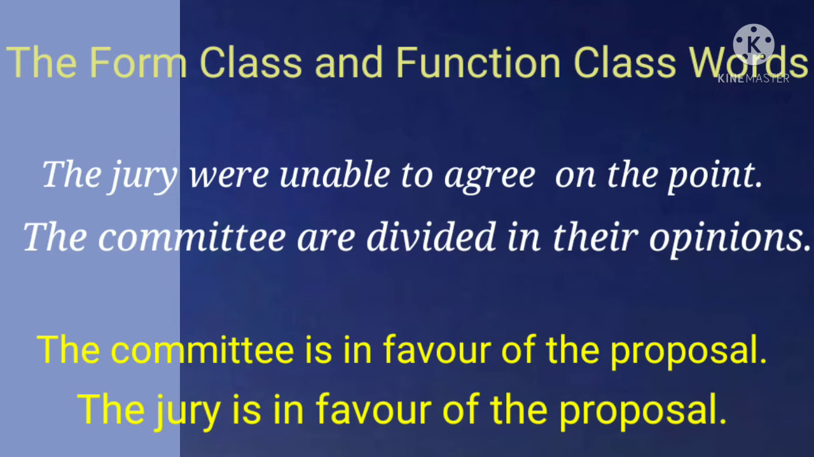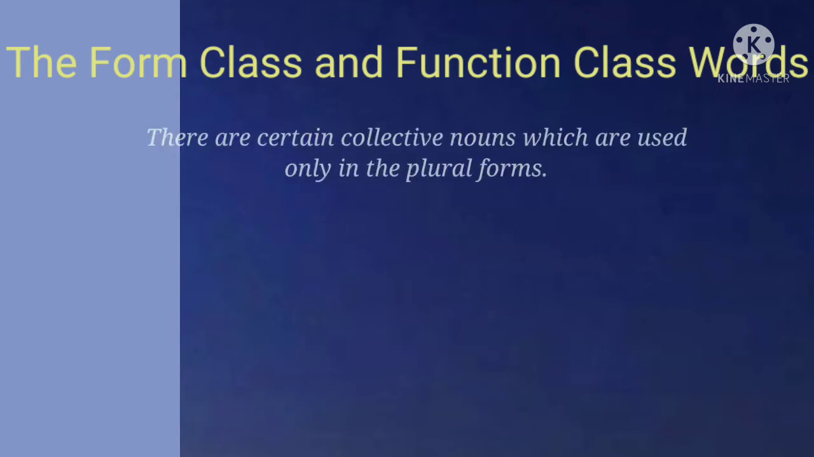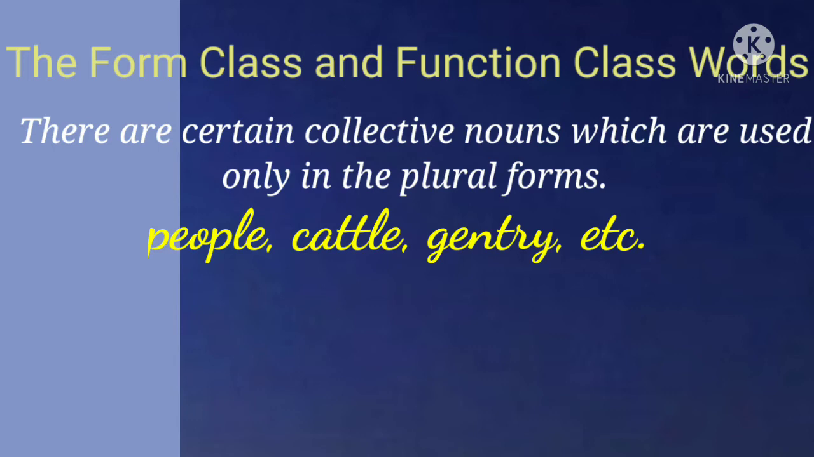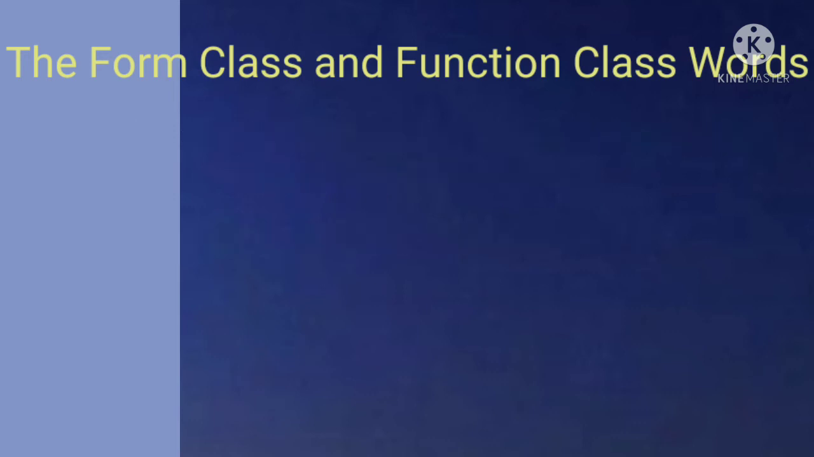They are usually used as singular, but sometimes they are used as plural if the reference is to the individual members. There are certain collective nouns which are used only in the plural form. For example, the word people is a collective noun, but it can be used only as a plural noun. Similarly, cattle, gentry, etc. they are used only as plural forms. So that much about the collective nouns.